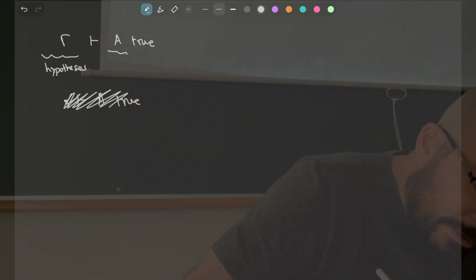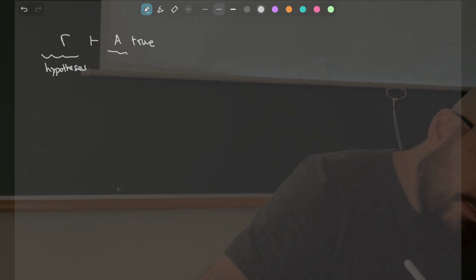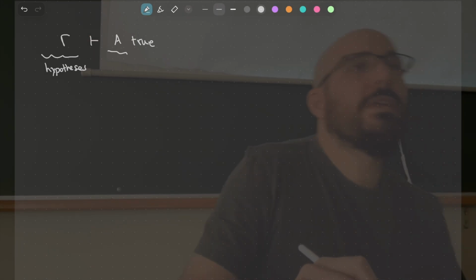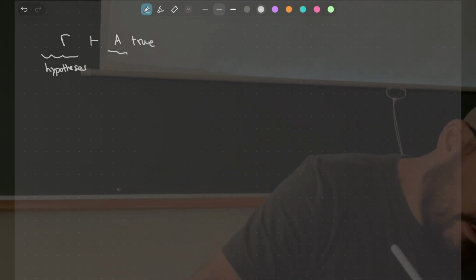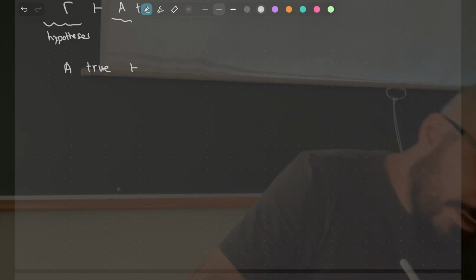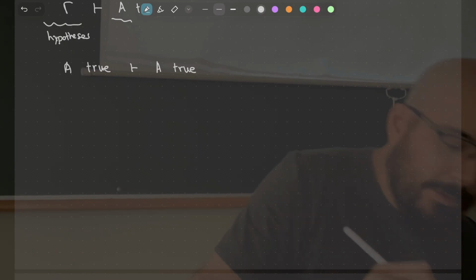Okay, so I want to put this relation-looking thing on the table and see what kind of properties it should have, and maybe what kind of properties it does have, if it should deserve the name entailment, logical entailment. Okay, so first of all, I will start from the one that is harder to doubt: if you assume A true, you should be able to infer A true from its own hypothesis.